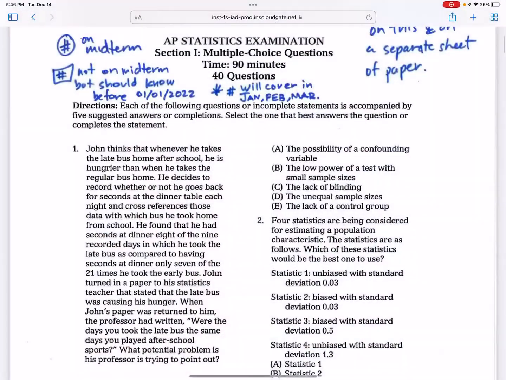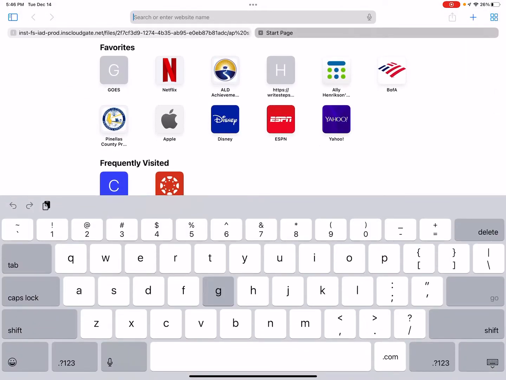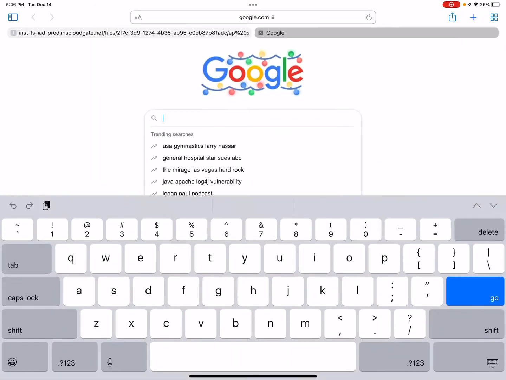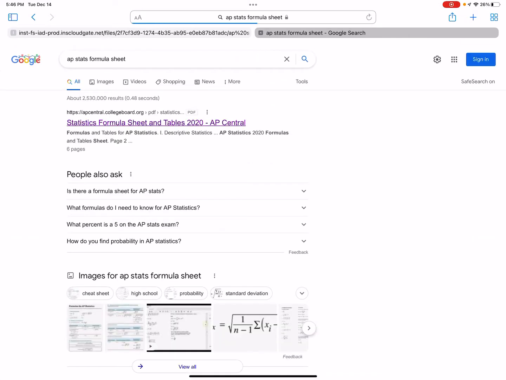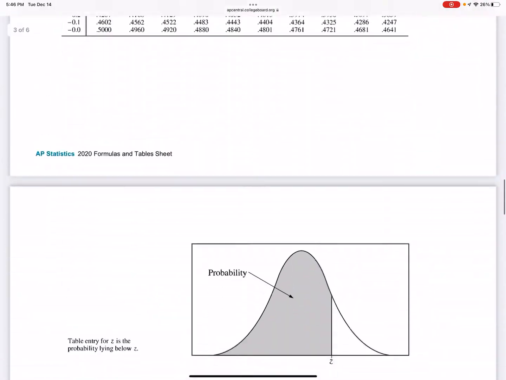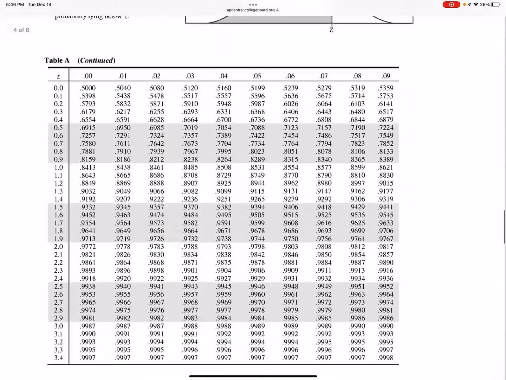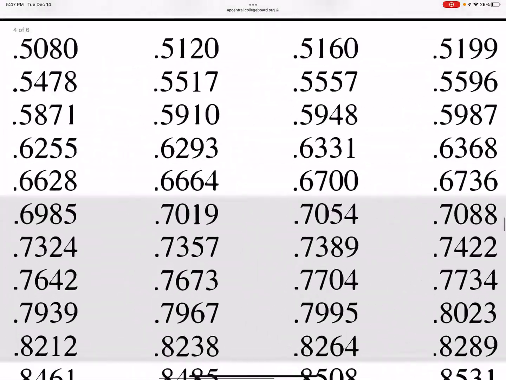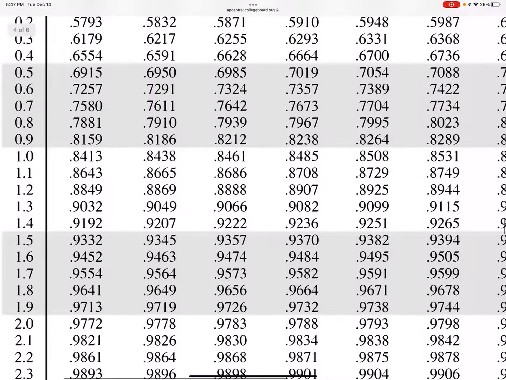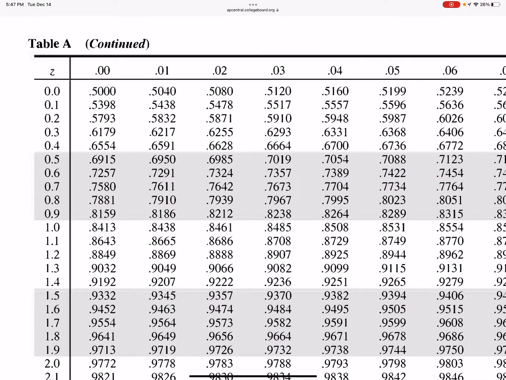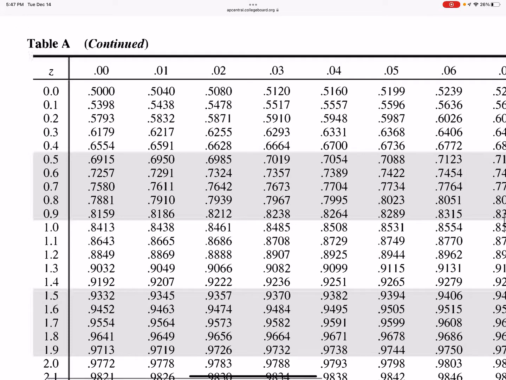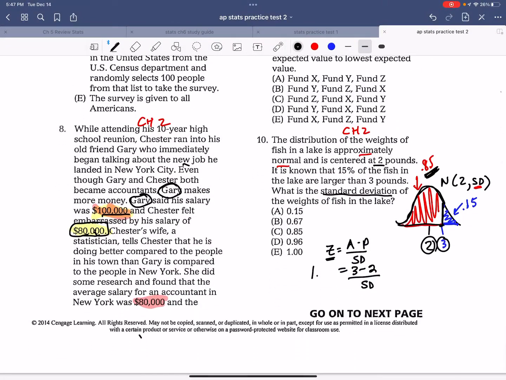Okay, so we're just going to open Google and search Google AP Stats formula sheet. Okay, we go to the formula sheet, and on our table A, the area under the curve is 0.85. So we look for the number 0.85 in the body here. We're getting close. Okay, there's a number that's close, 0.8508. So the number 0.8508 is a z-score of 1.04. Okay. So we know the z-score is 1.04. That's the z-score that correlates to 0.85, right? Now, we solve this equation.